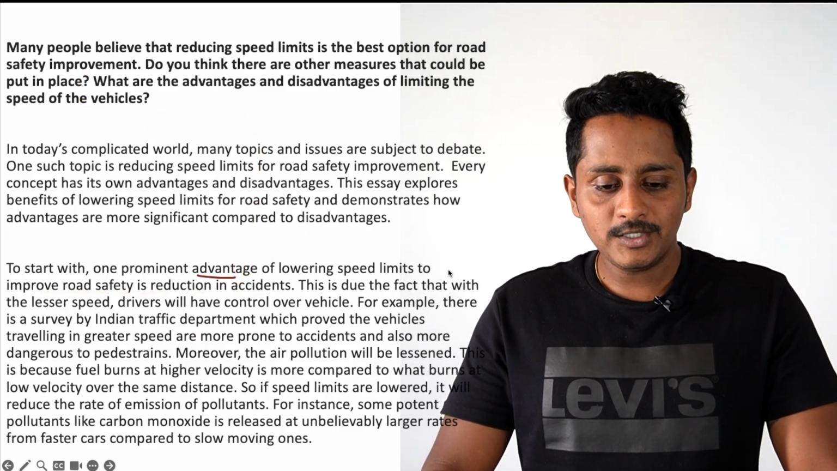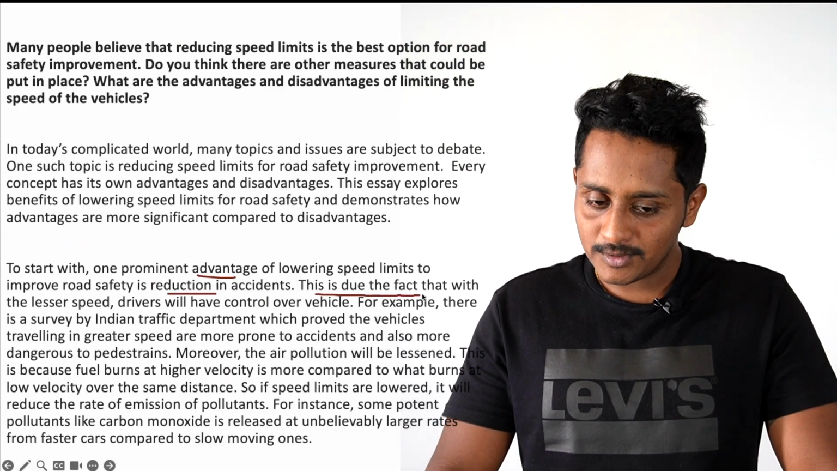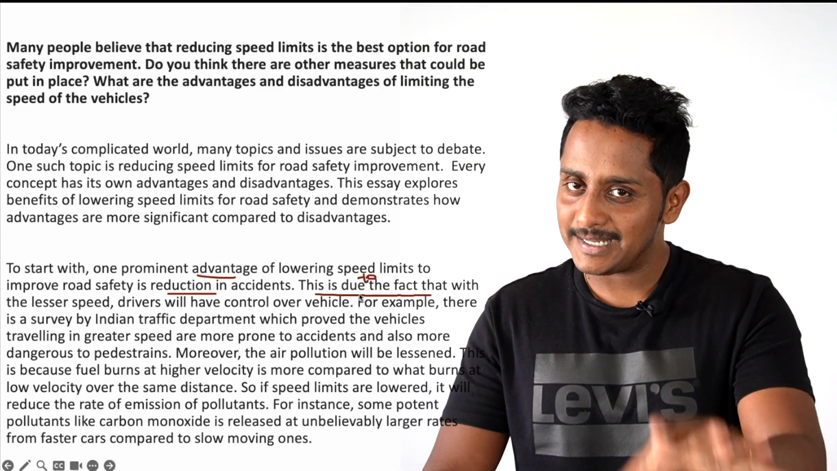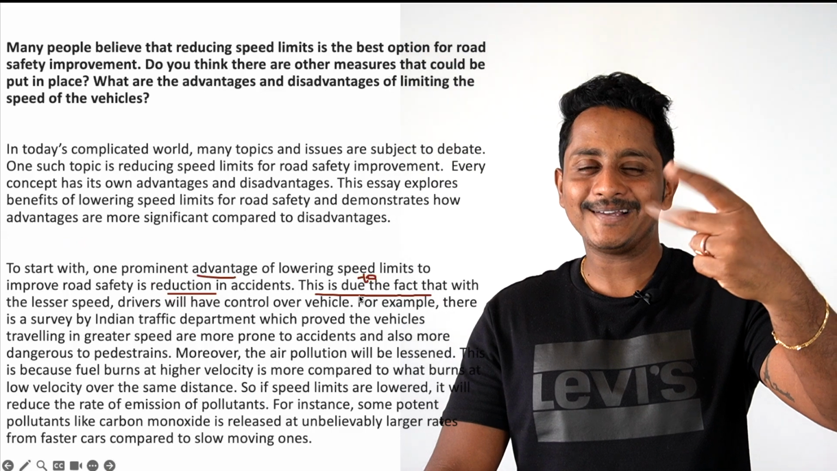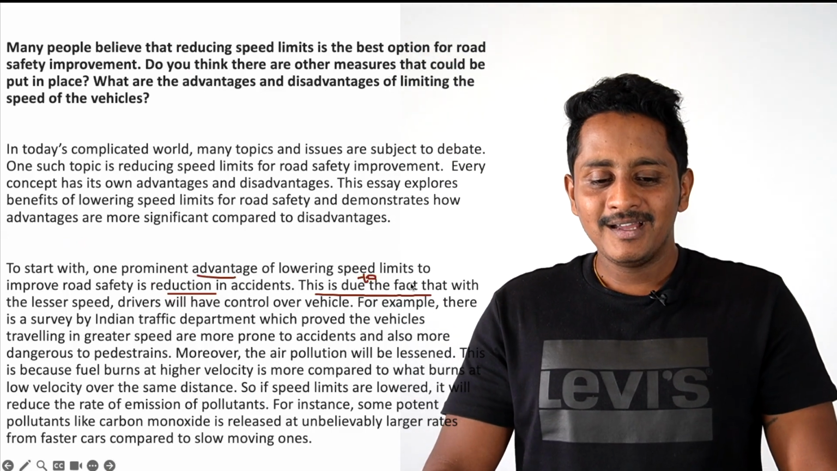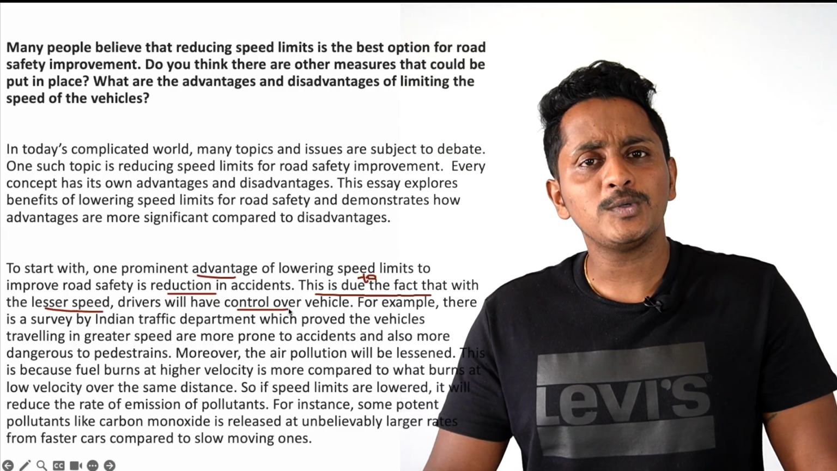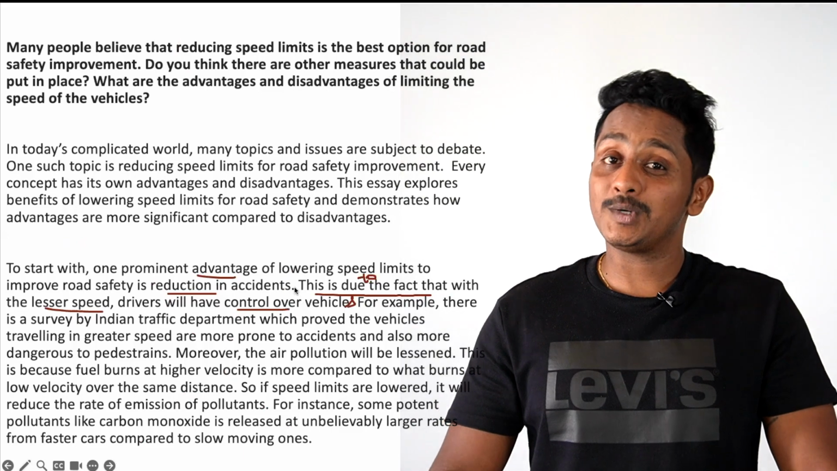One prominent advantage is reduction in accidents. This is due to the fact that, "that" is missing. This is the structure, this is the template that I am talking about. First line is going to be a main idea, second line is going to be a supporting idea. This is due to the fact that with lesser speed, drivers will have more control over the vehicle. "Over vehicle" is wrong; it should be over vehicles, over a vehicle, or over the vehicle.